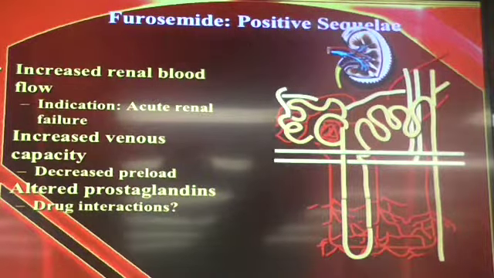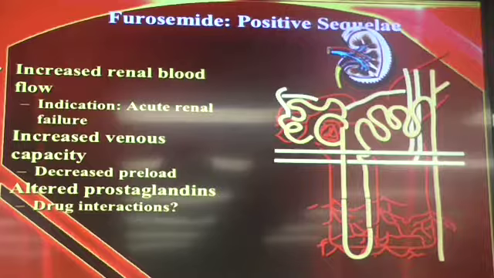Okay, so positive sequela, this is what I just said. We will see some increased renal blood flow for furosemide, but if your animal is totally anuric, then you're probably going to need to go to mannitol to help increase that renal blood flow. Now, here's one more positive sequela of furosemide. Another reason why I think veterinarians and people go to it right away. It actually increases the venous capacity. What does that mean when I say increased venous capacity?